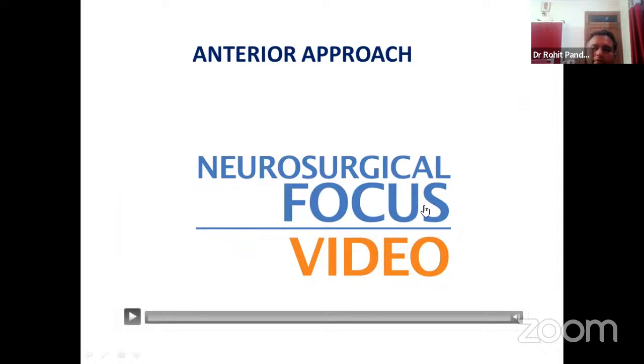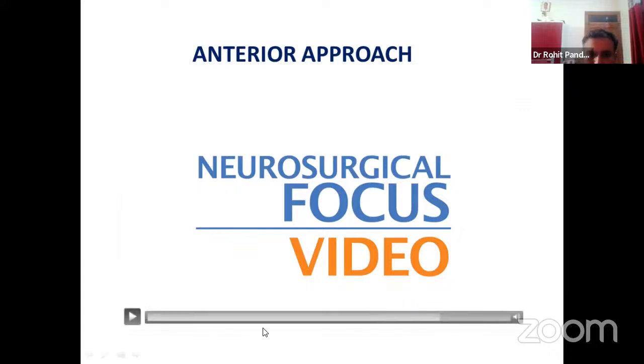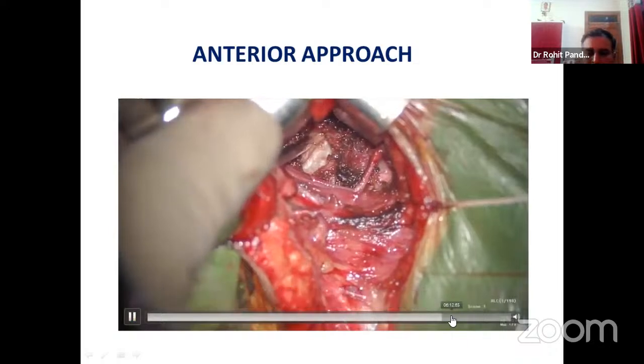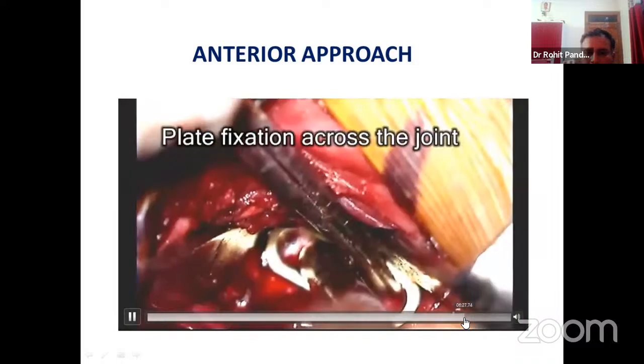This technique also involves opening of the C1 C2 joint anteriorly, the denuding and removal of the cartilage at the C1 C2 joint, and the placement of a cage and screws. So screws are passed in the lateral mass of C1, and the trajectory for the C2 screw is medially and caudally. So these are the implants which are being used.